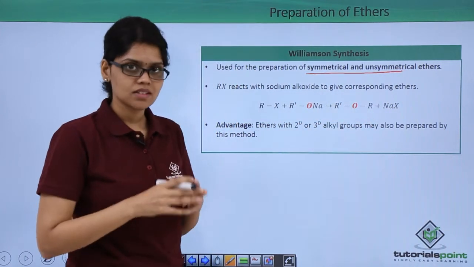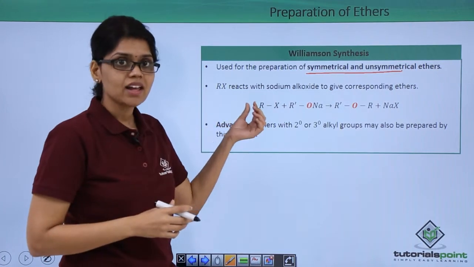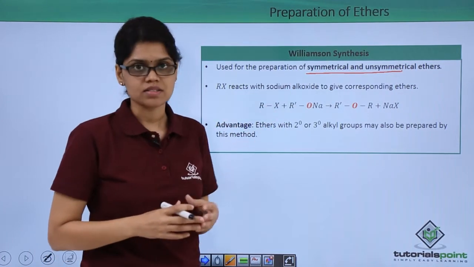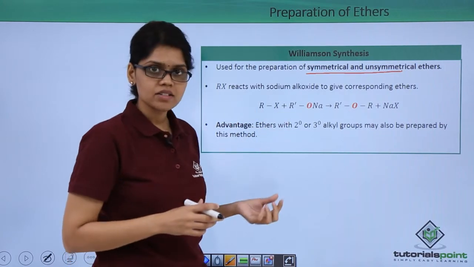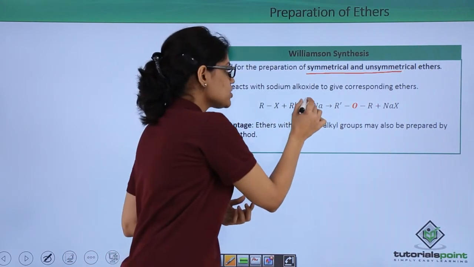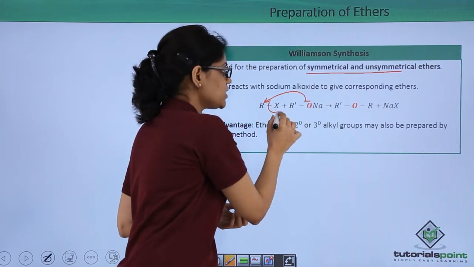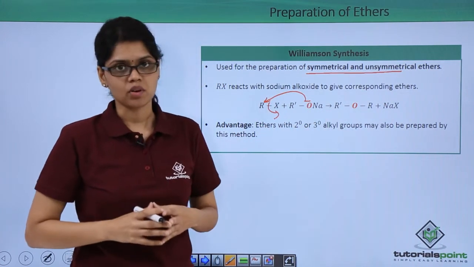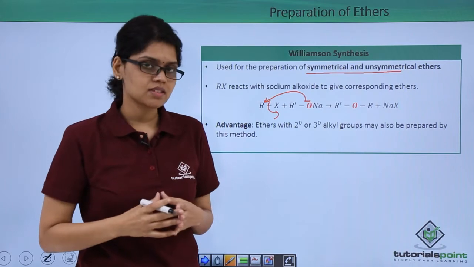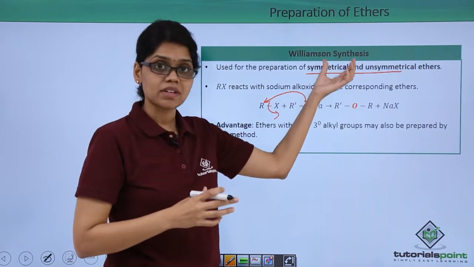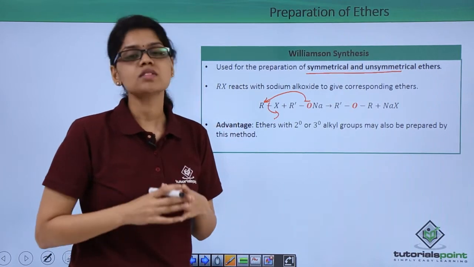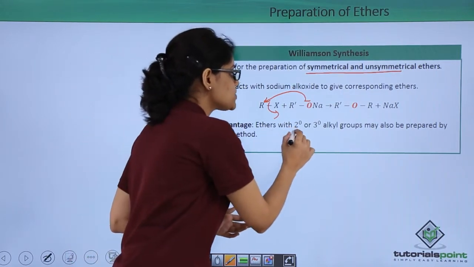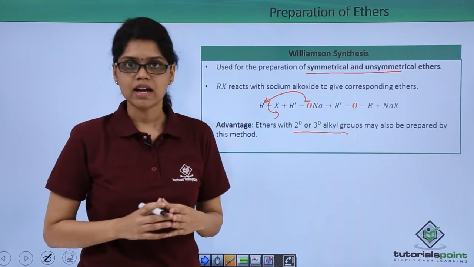What happens in this reaction is that an alkyl halide reacts with sodium alkoxide to give the corresponding ether, that is R-X plus R-ONa. When it reacts, the alkoxide ion attacks the alkyl halide to give ether as the final product. The advantage of this is that it can be used to prepare both symmetrical and unsymmetrical ethers. At the same time, it can also be used to prepare ethers which have secondary or tertiary alkyl groups attached to it.